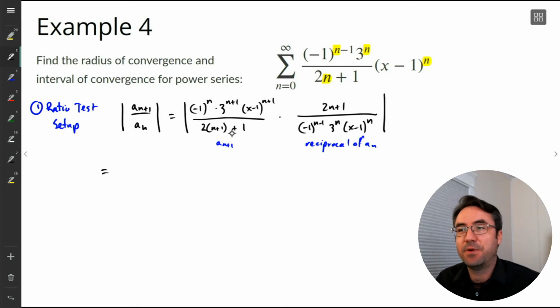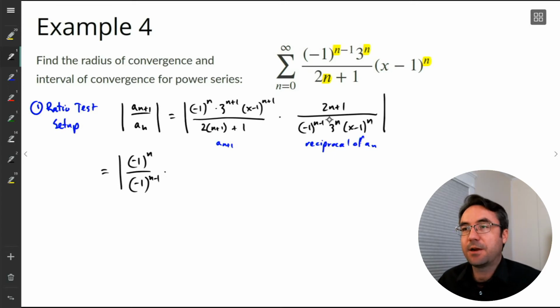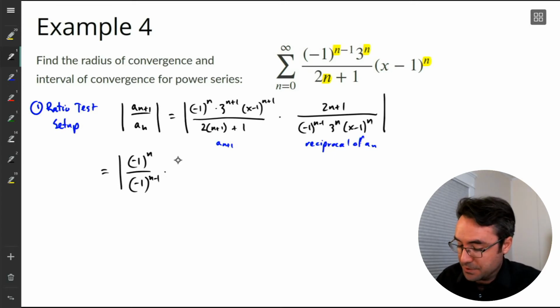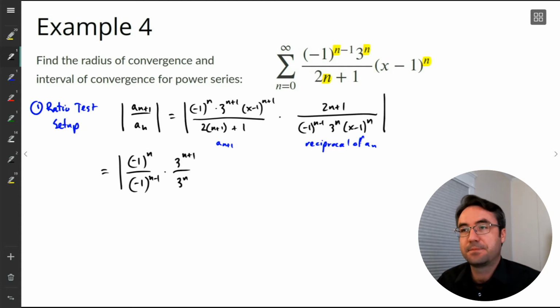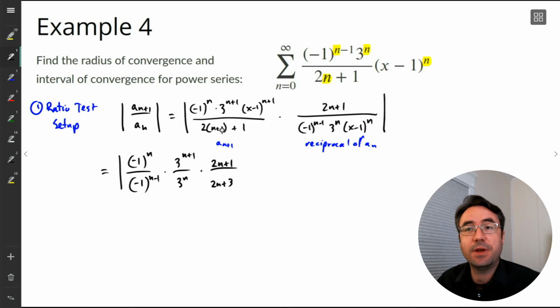So let's get all the -1s together in a single fraction. So we'll have -1 raised to the n over -1 raised to the n minus 1. Then let's get all our powers of 3 and put those in a fraction. So 3 to the n plus 1 over 3 to the n. Let's get all these n terms in their own fraction. So we'll have 2n plus 1 over 2n plus 3. So again, we're distributing here, so we end up with 2n plus 2 plus 1. That's how we get the 2n plus 3.